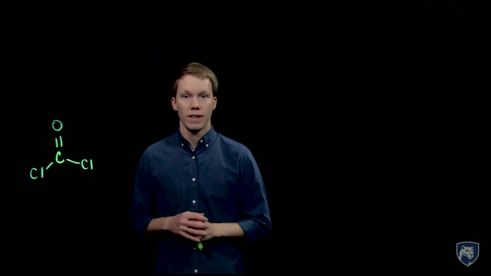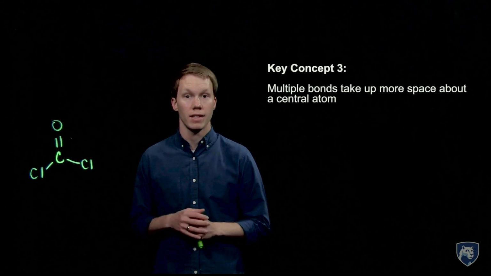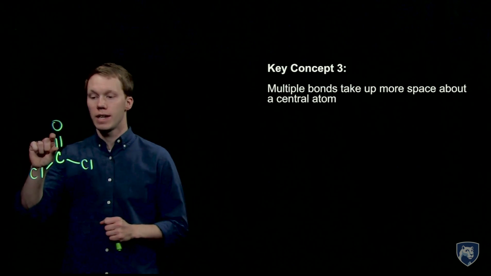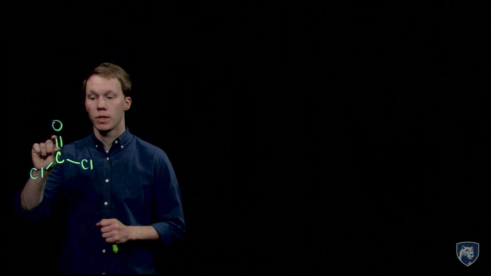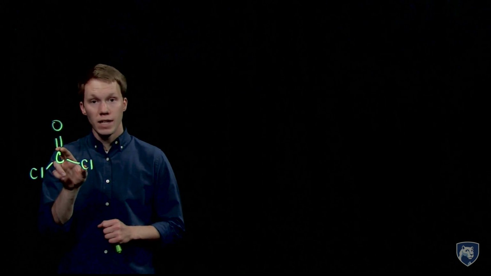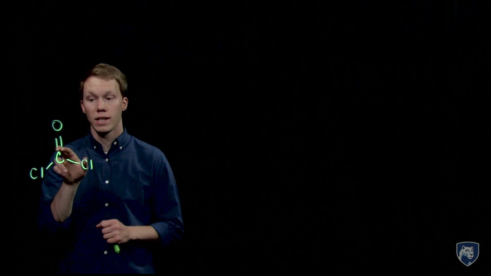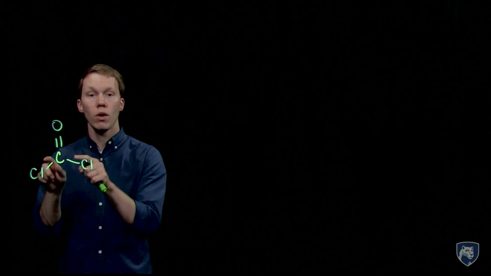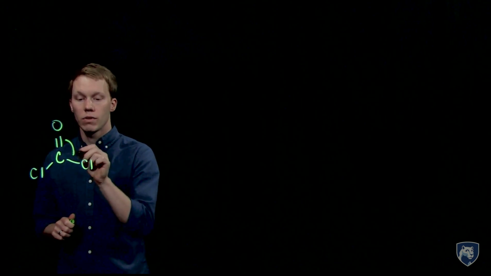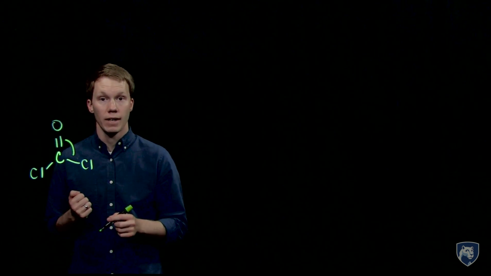Key concept 3 of VSEPR theory says that multiple bonds will take up more space about that central atom. If we look at this compound, and we see in the structure that there are 2 bonds between carbon and oxygen here, those 2 bonds are made up of 2 electrons each, so these 4 electrons mean that there's more electron density here, which will result in more repulsions between neighboring groups. And as a result of increased repulsions, these bond angles are going to be distorted from their ideal angle.